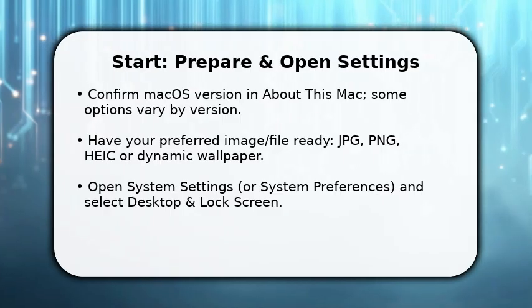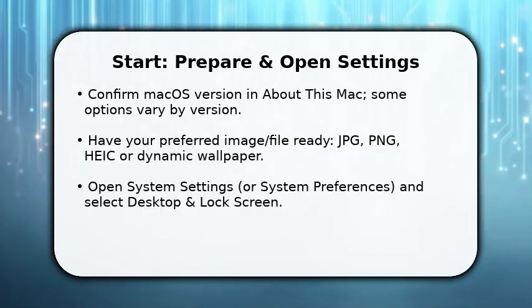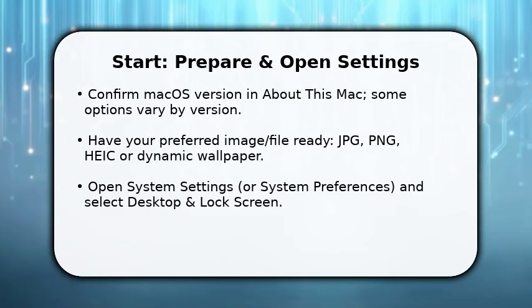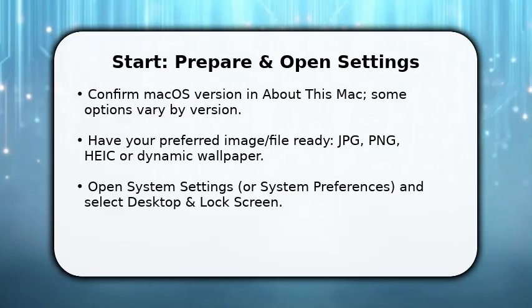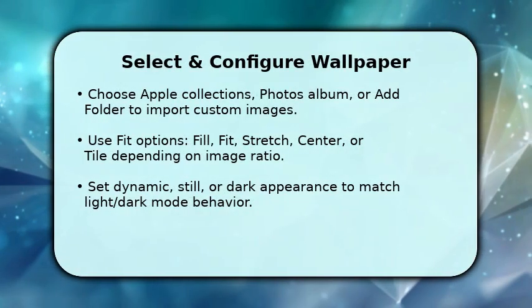Now open System Settings, or System Preferences on older macOS, and click Desktop and Lock Screen. You're at the right panel. Make sure to toggle to the Lock Screen tab if present, so the next steps apply directly to the lock screen background. You'll now pick the image and adjust how it displays.